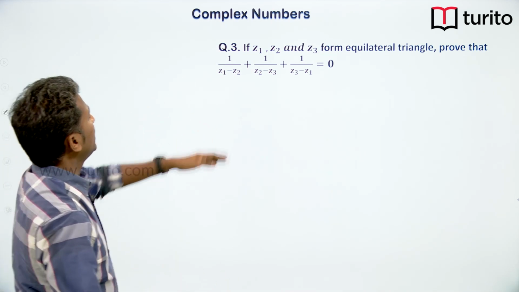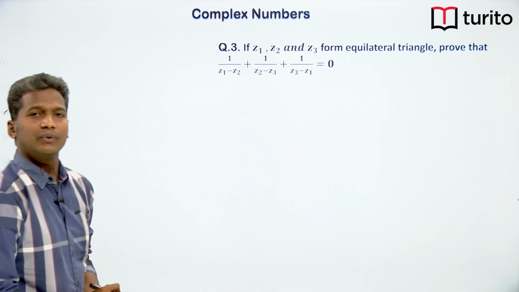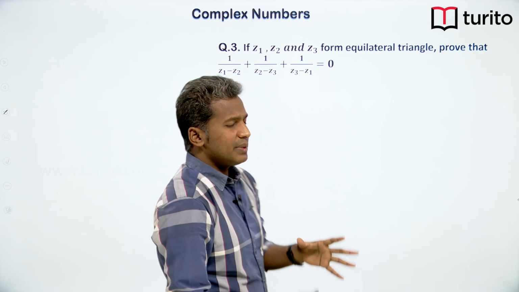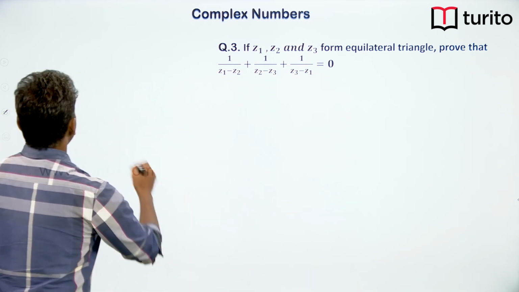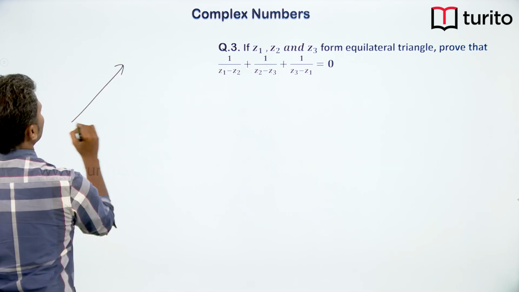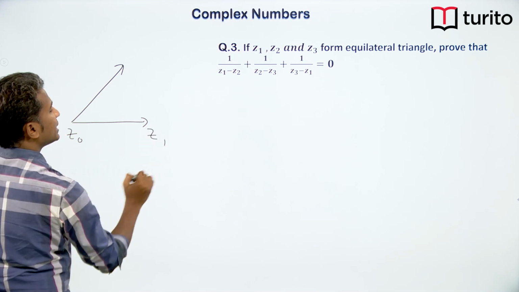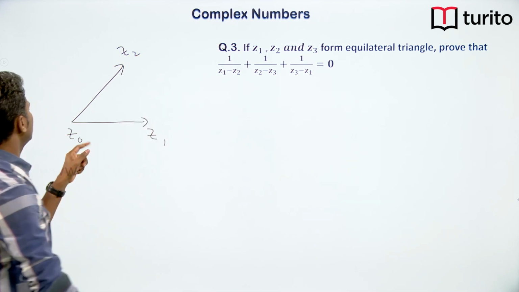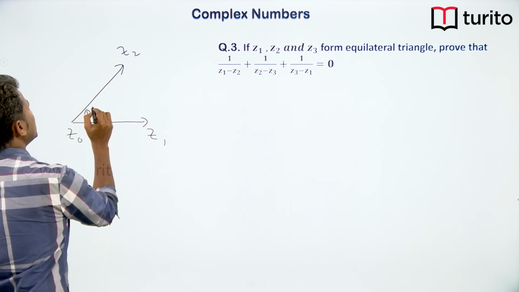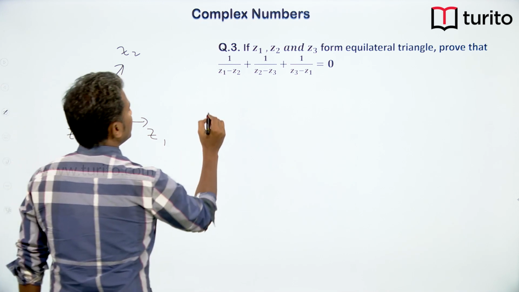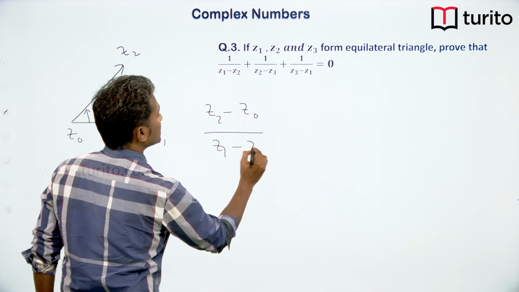Here, if z1, z2, z3 form an equilateral triangle, prove that this condition is valid. This question is based on the complex rotation concept. Let me explain the concept. There is one vector starting from z0 and ending at z1. There is another vector starting from z0 and ending at z2. If the angle between these two is theta, then we can always write it as z2 minus z0 by z1 minus z0.